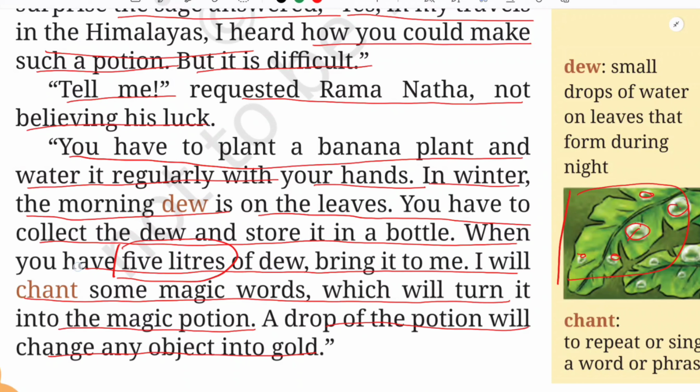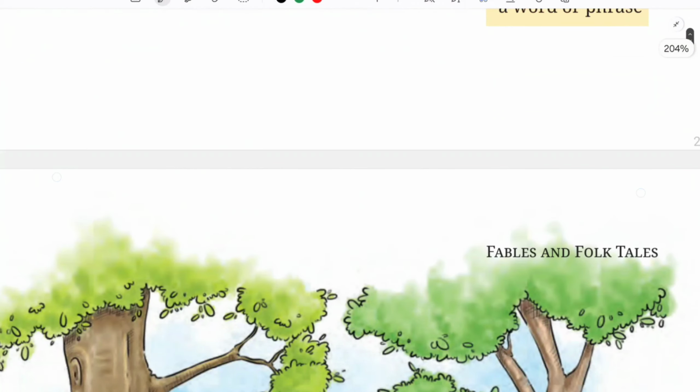And after that, what will happen? A drop of the potion, even a single drop of the potion, will change any object into gold. So Ramnath will be very happy, isn't it? He would be very happy. So let us see next what happens.